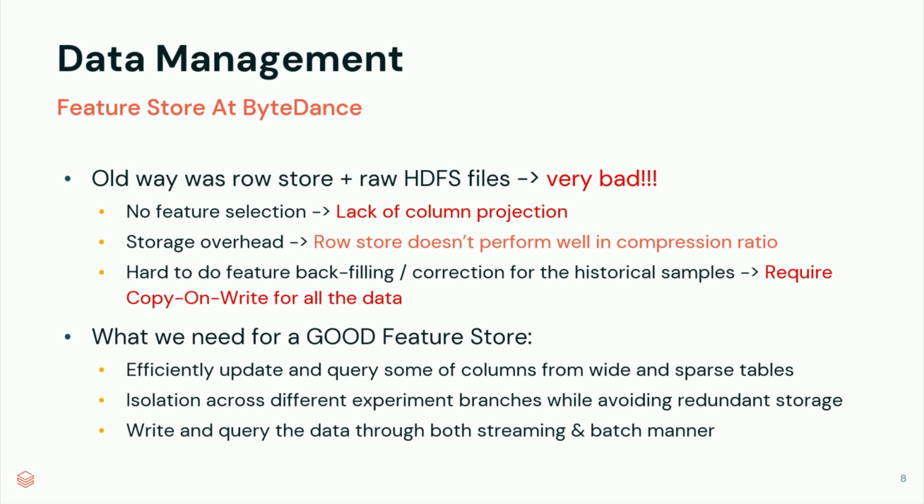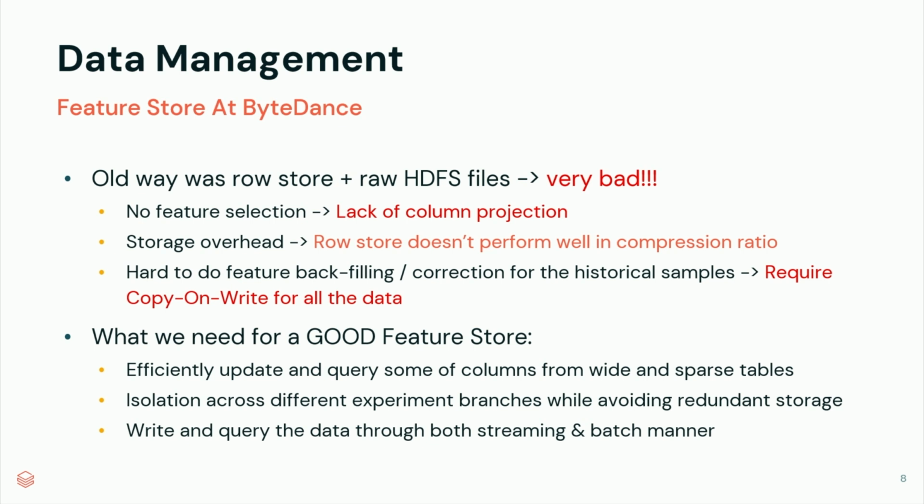Our early solution was based on the row store, and the data was stored as raw HDFS files. This way proved to be very bad because it doesn't support column projection, so we have to read all the features even though we only need some of them. And since row store is not very good at compressing data, this causes additional storage overhead. And as we talked about on the previous page, to backfill or correct a feature, we must rewrite the whole data.